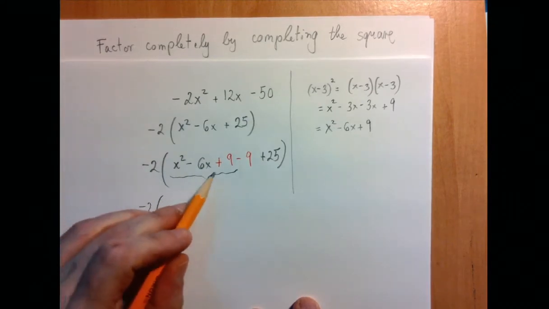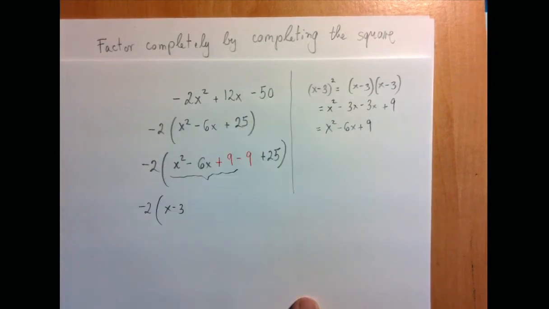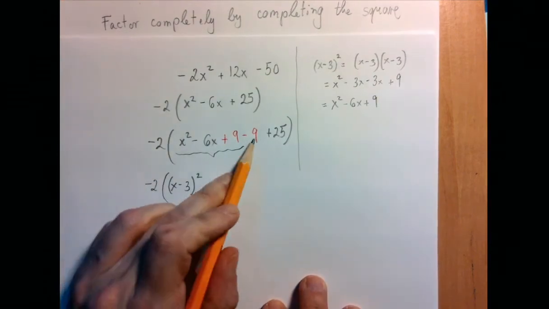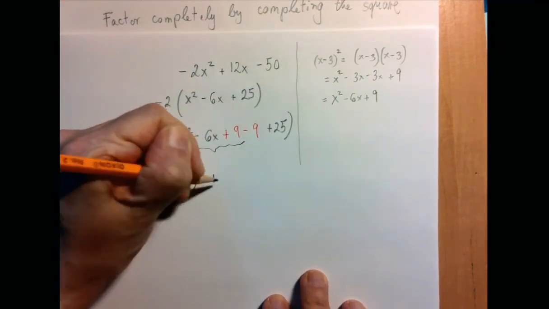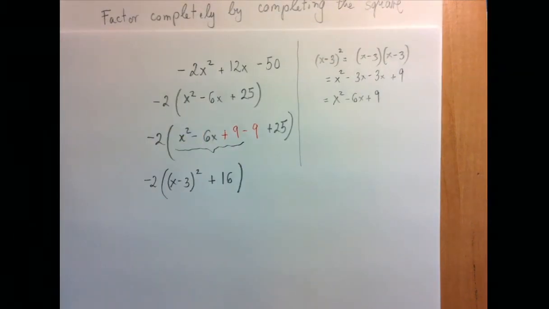Now the first 3 terms will be absorbed into the complete square. X squared minus 6x plus 9 can be rewritten as x minus 3 squared. And then -9 and plus 25 needs to be combined, and we get plus 16. 16 is 4 squared, but the difference of squares theorem is about difference of 2 squares, not the sum of 2 squares. The sum of 2 squares can never be factored.